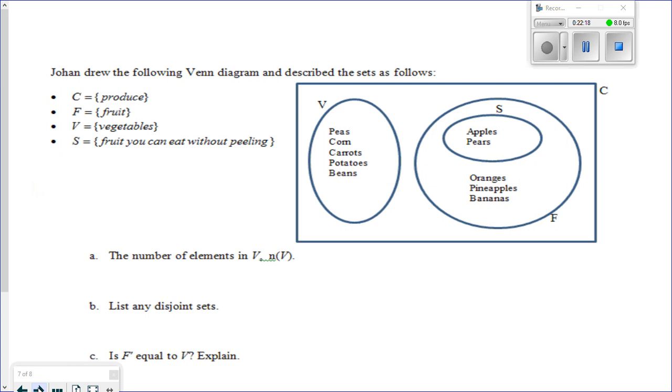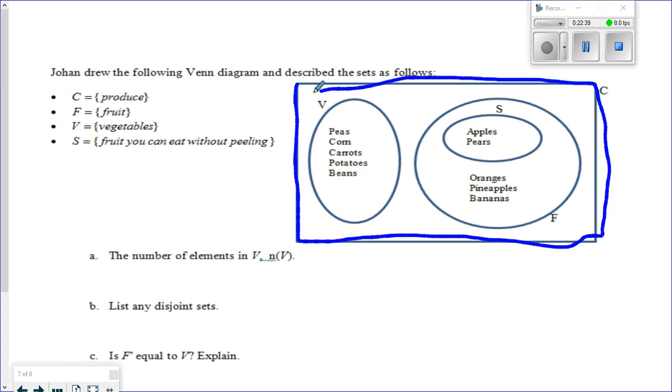So Johan drew the following Venn diagram and described the sets as follows. It looks like C is our universal set for this piece of data, because for the Venn diagram, we draw our big rectangle and that represents our universal set for this data. So C is our universal set. That's produce. And it looks like we have fruit and vegetables as two of the sets.